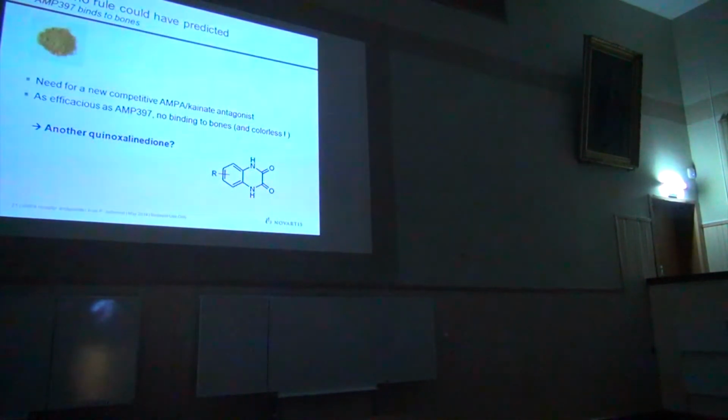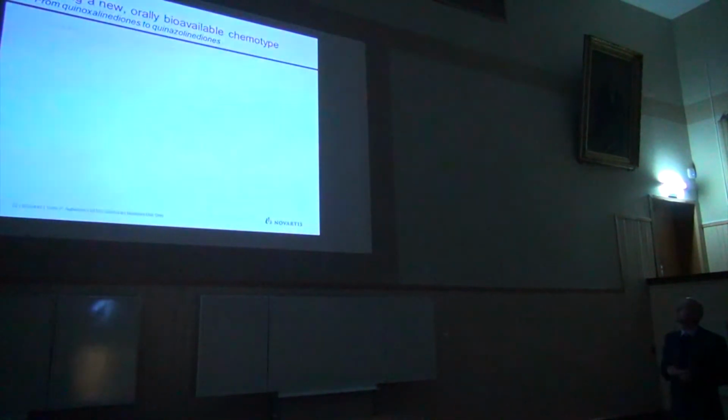So the question was, are we going to try to synthesize another quinoxalindione? We knew at that time that it was difficult. Quinoxalindiones are not very soluble. They have these very extreme properties, and we thought, let's try to go away from that. Let's try to see if we can find another chemotype that would have properties more drug-like than AMP397 was. And we did this with the next slide, please.